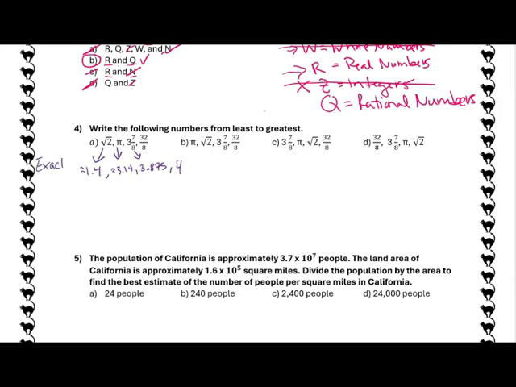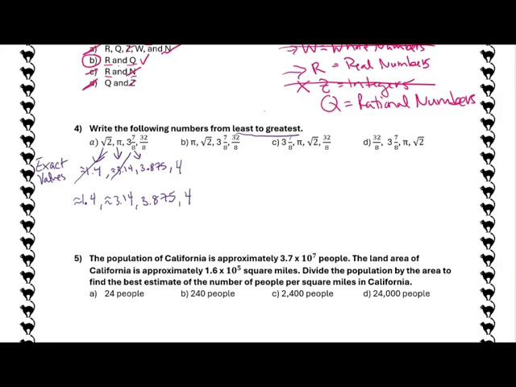But I still haven't answered the question. This is just how I can organize my work to help me answer the problem. So I want to do it from least to greatest. The smallest number up here is approximately 1.4. And then the next number is approximately 3.14. Oh, that's interesting. Look, it's going exactly in order. 3.875 and then 4. So that's the actual order.